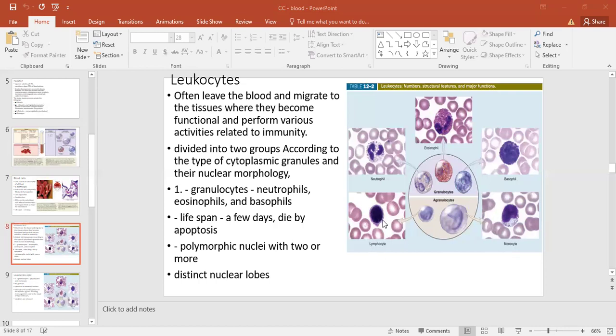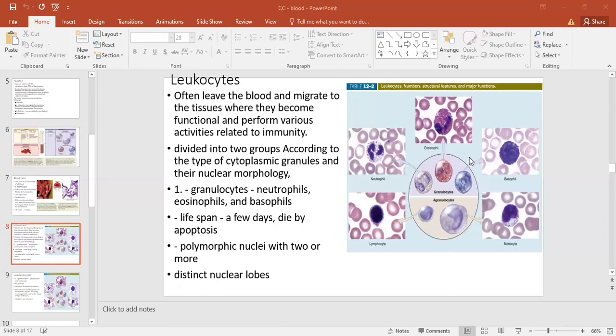These lymphocytes are divided into B lymphocytes and T lymphocytes. They are both produced in the bone marrow, but the B lymphocytes will mature in the bone marrow and the T lymphocytes will mature in the thymus gland. We have monocytes which mature into different types of cells, for example, macrophages, and then macrophages will move from the bloodstream and go to different organs and will be known by a different name in each organ.